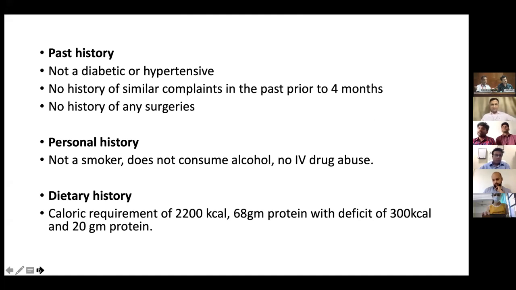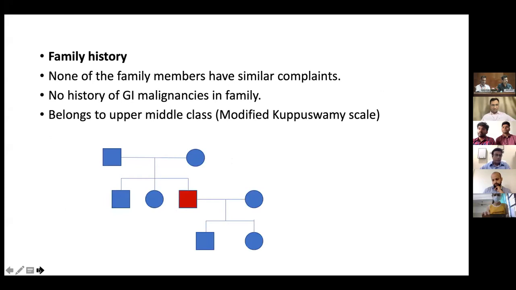His dietary history, his caloric requirement is 2,200 kilocalorie with 68 gram protein requirement, with a deficit of 300 kilocalorie and 20 gram of protein in dietary intake. His family history, none of his family members have had any similar complaints, and there is no history of any GI malignancies in his family members. He belonged to upper middle class, modified Kuppuswamy scale.